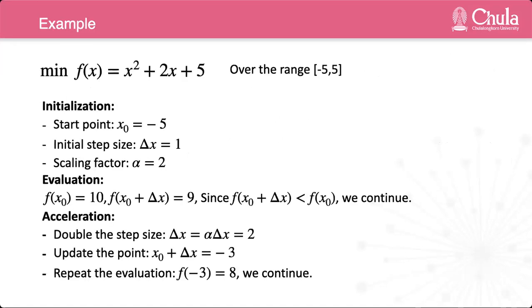And this is the algorithm. I'm going to explain it using an example. Imagine that we consider this objective function. We try to minimize it over the range of -5 to 5. We start from initialization. The starting point is -5, and the initial step is 1. The scaling factor is 2. And then we evaluate the next point.